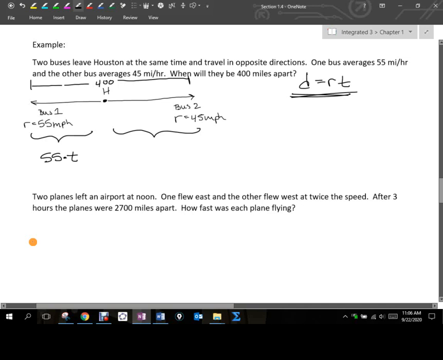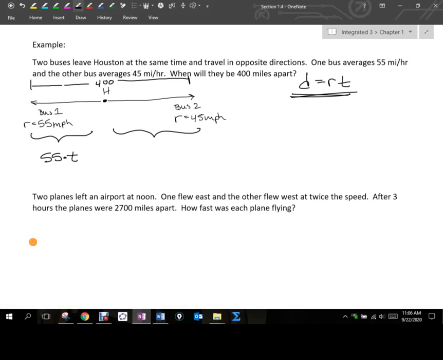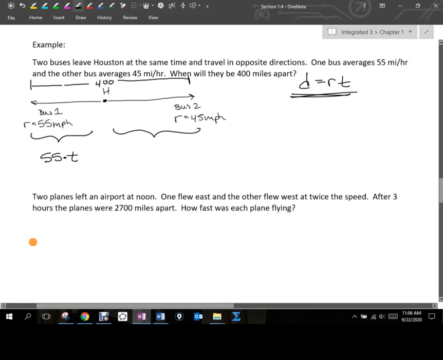And now that expression, 55t, expresses the distance traveled by bus 1. And I just don't know what t is. If t was 1, it'd be 55 miles. If t was 2, it's 110 miles. Does that kind of make sense?